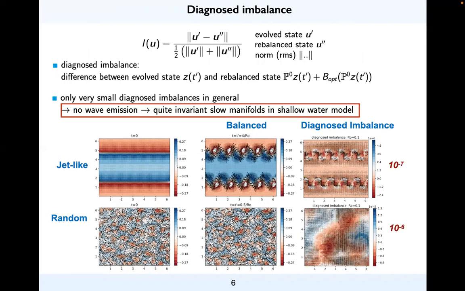It's calculated as the difference between the evolved state and the rebalanced state, and that gives you the imbalance, or the norm of the imbalance field. I show you below, on the very right-hand side, the diagnosed imbalance for both the jet-like and random cases, and you see that the order of magnitude is much, much smaller than for the initial and the balanced state, meaning that there's hardly any wave emission from spontaneous loss of balance in these scenarios. And the slow manifold is somewhat achieved because you have almost no change in the balanced state, a very, very small unbalanced state.